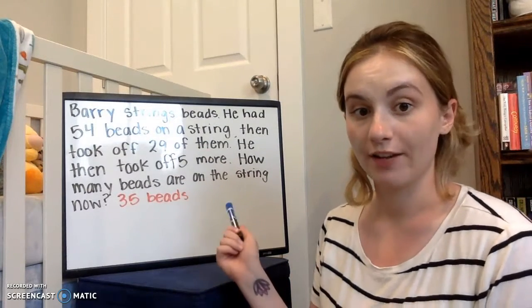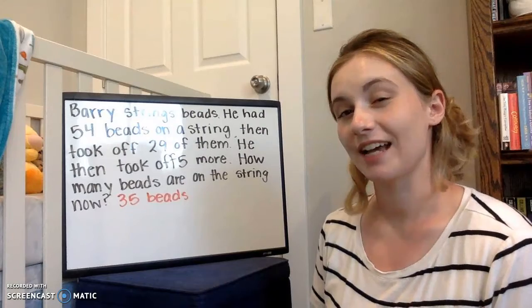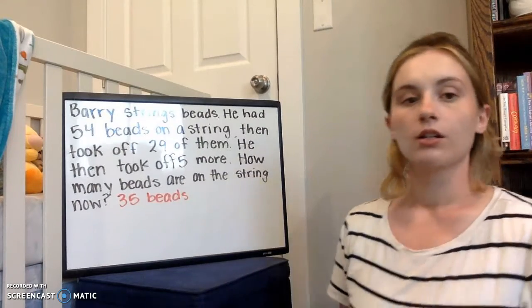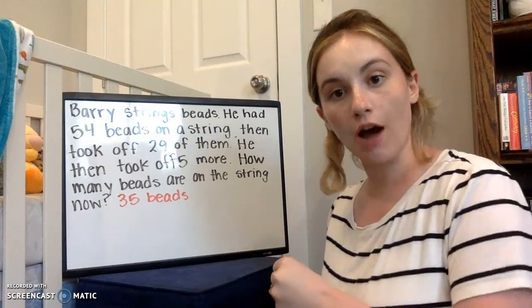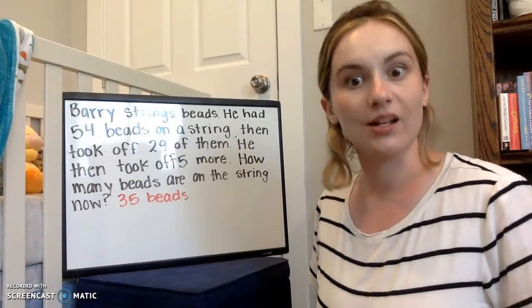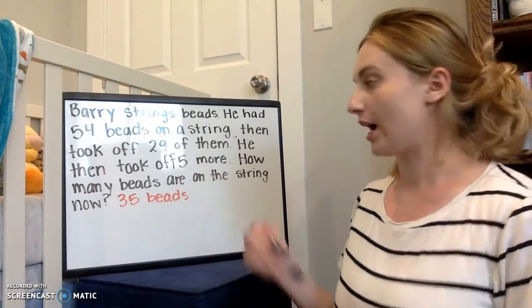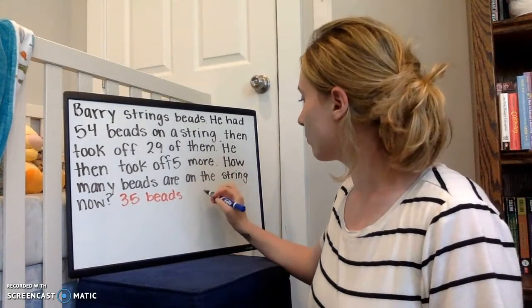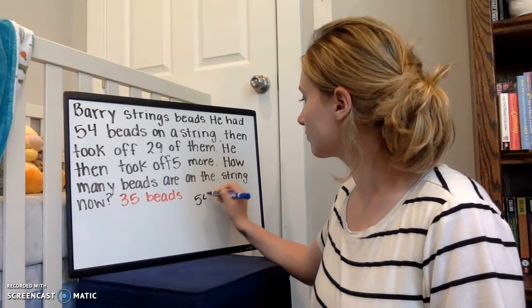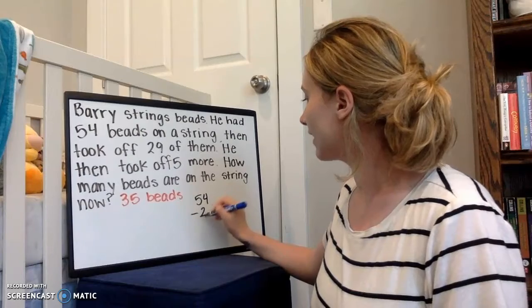Now they're saying 35 beads. Let's see if that is a reasonable answer. So first, what are we doing? He had 54 beads. He took off 29. Took off sounds like subtraction to me, so let's do some subtraction. Stack up your numbers. So I've got 54 minus 29.